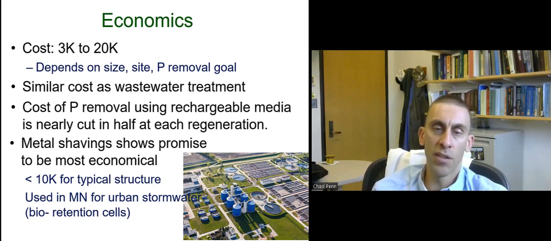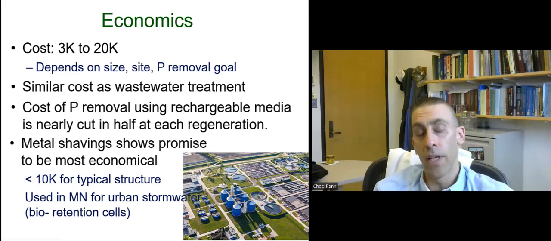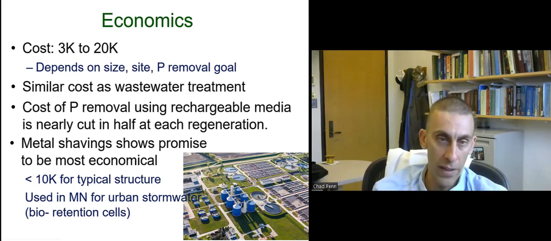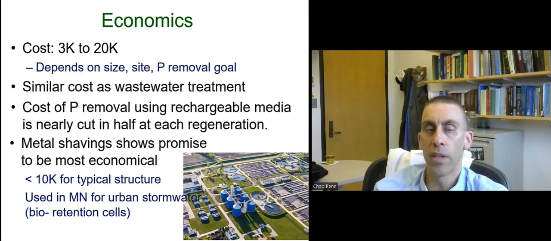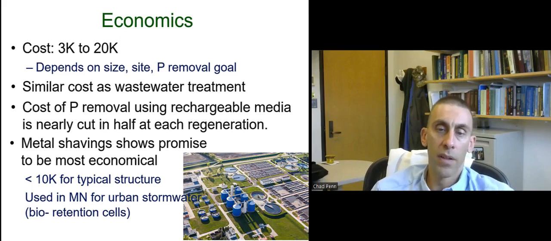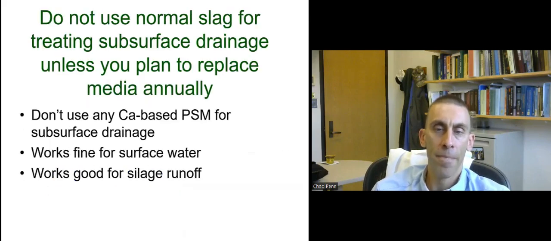Steel shavings tend to show the most promise as the most economical media, although in some cases, if you'd like to keep the media in a tank and not a bed, if you're talking about tile drainage and putting it in a buried tank, then activated alumina seems to be very economical as well. We're working on an economics paper to put out soon. I have a former student working on that.